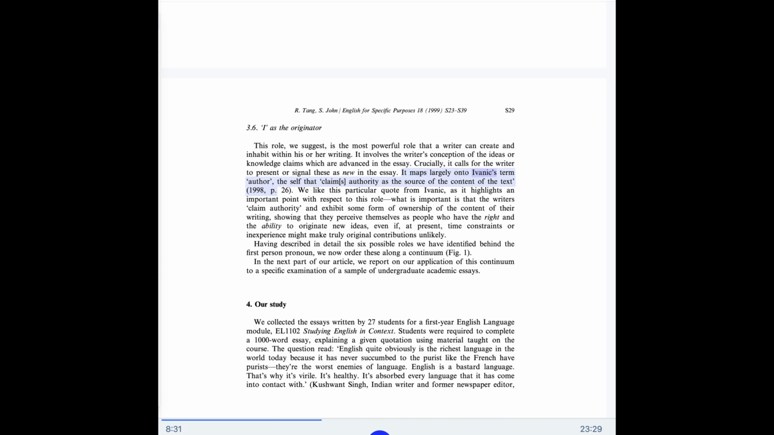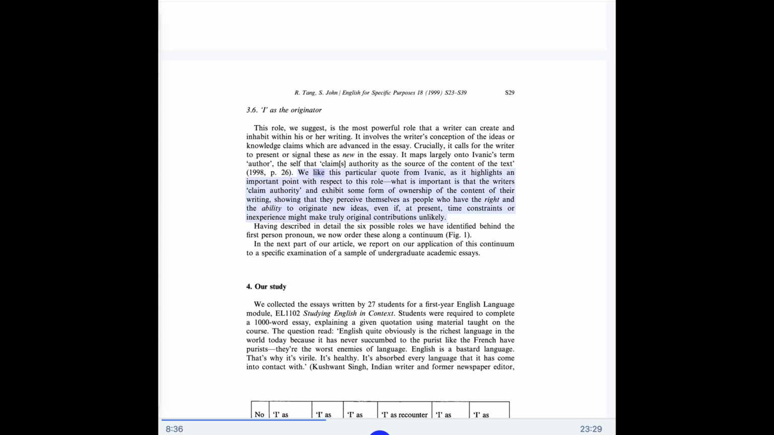It maps largely onto Ivanic's term author, the self that claims authority as the source of the content of the text (1988, p. 26). We like this particular quote from Ivanic as it highlights an important point with respect to this role. What is important is that the writers claim authority and exhibit some form of ownership of the content of their writing, showing that they perceive themselves as people who have the right and the ability to originate new ideas, even if at present time constraints or inexperience might make truly original contributions unlikely.